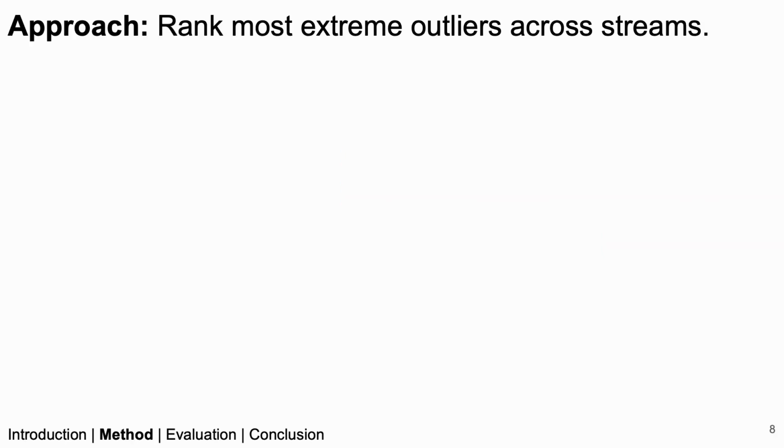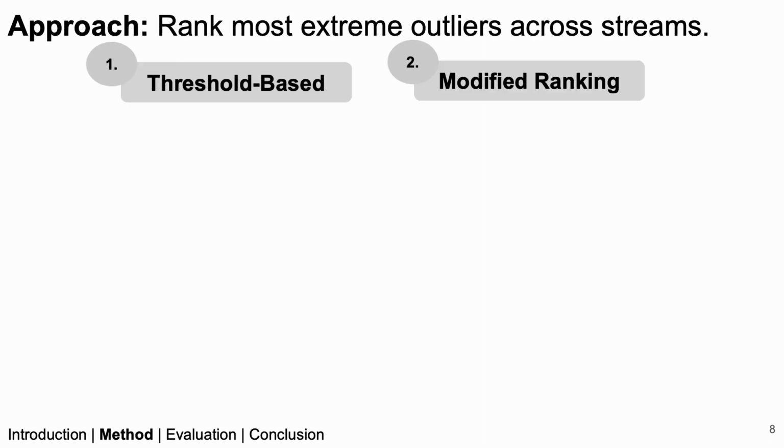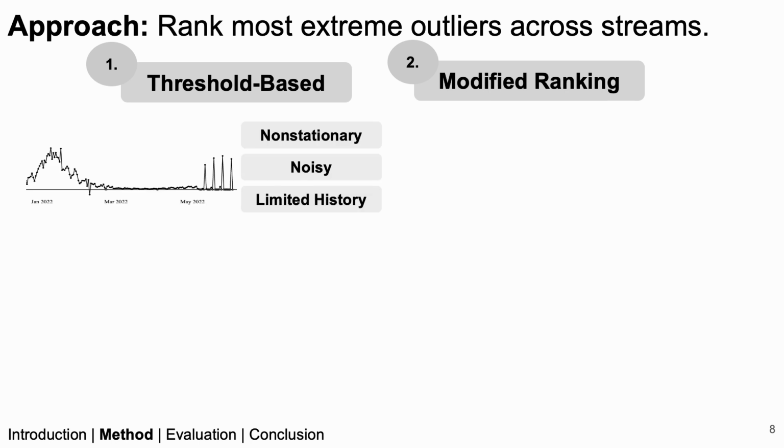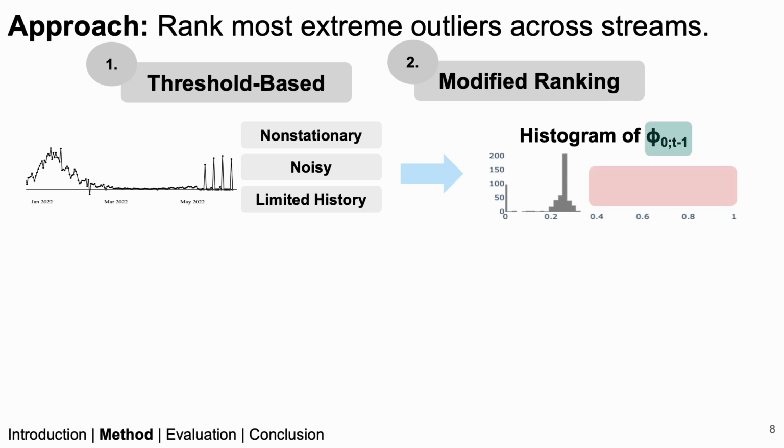So our approach for this task is to rank the most extreme outliers across data streams, and it's different than the existing outlier identification mechanisms because even though they account for the properties of data streams in public health, because of the limited history, specifically, the histogram of historical test statistics is limited. There are only a few observations that pepper this distribution, and there are no observations in this case between, let's say, a test statistic of 0.4 and 1. So there's no way to distinguish a test statistic of 0.6 versus 0.8 versus 0.9.